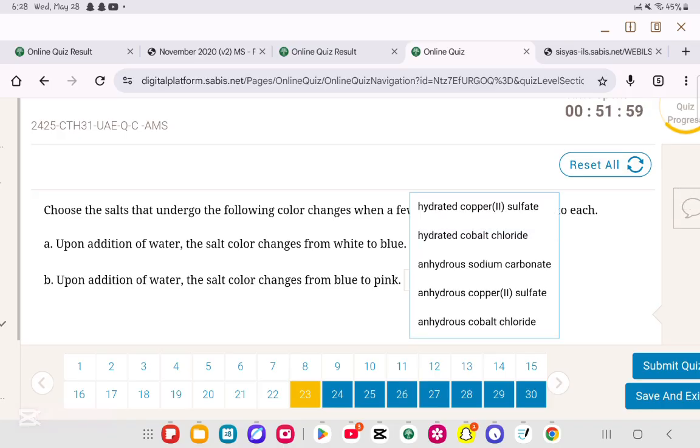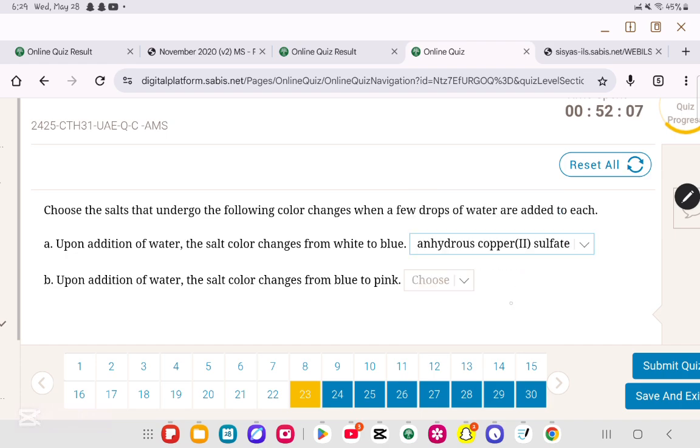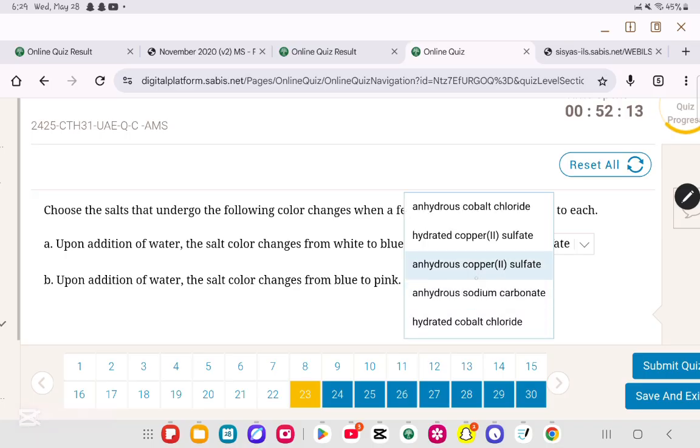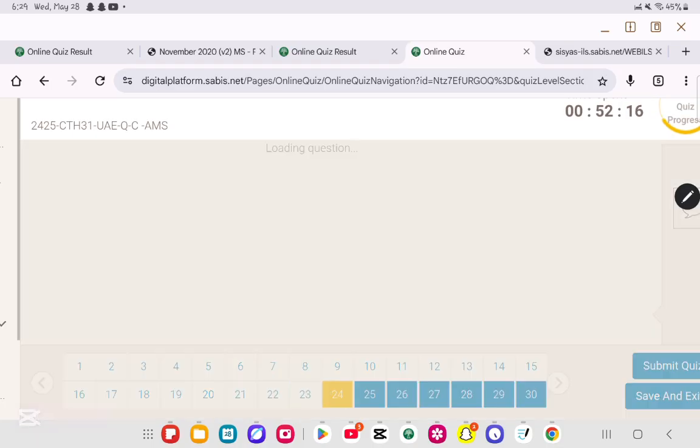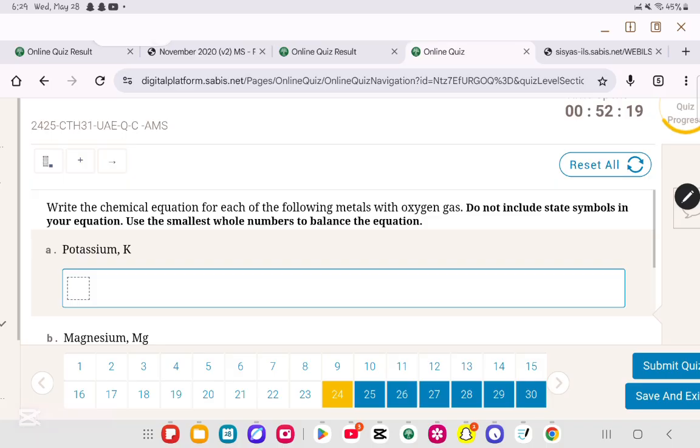Here you have to have these memorized. You add water, the salt changes from white to blue. From white to blue, it is anhydrous copper sulfate. Whereas if it changes from blue to pink, then it is anhydrous cobalt chloride. Okay, we move on to question number 24. What does it say in question number 24? Write the chemical equation for each of the following metals with oxygen gas. Do not include state symbols in your equation. Use the smallest whole numbers to balance the equation. Okay, potassium K will react with oxygen gas to form a product, which we will find out now.